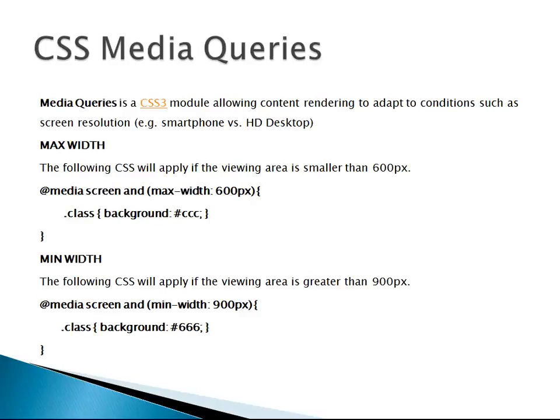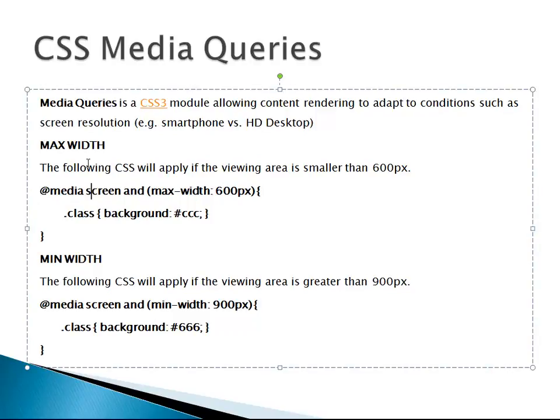Alright, so CSS media queries. Media queries are actually a CSS3 module, and they allow your content to adapt to conditions like screen resolution and screen size. You can see an example here. We have the max-width property, and we're setting the max width to 600 pixels. So here we have a .class that has a background of light gray. This would only be applied when the screen is 600 pixels or less, because this is our max width.